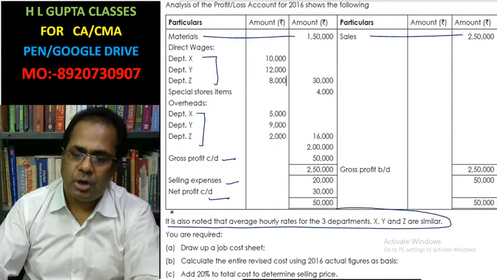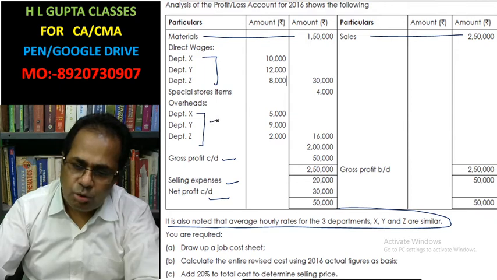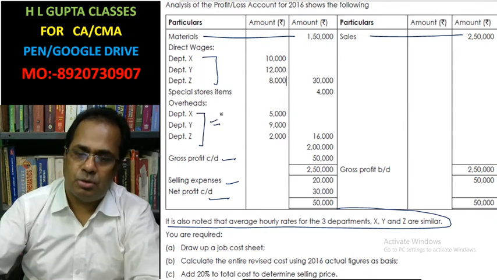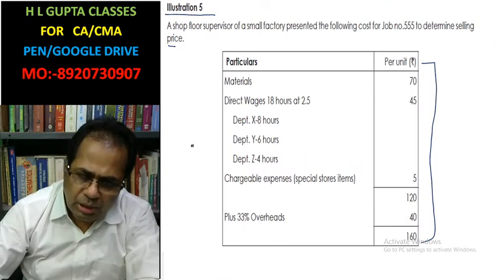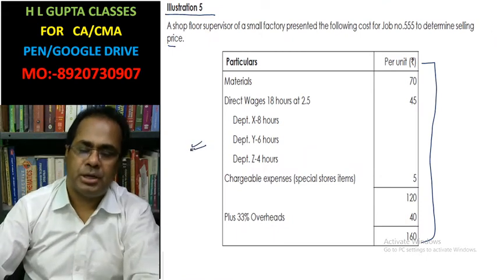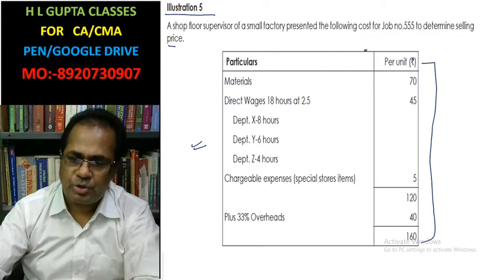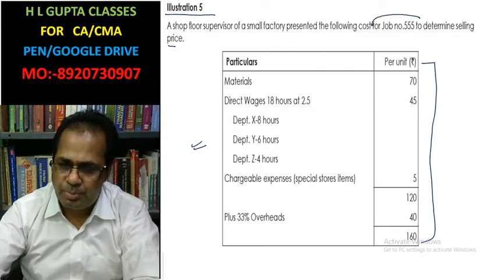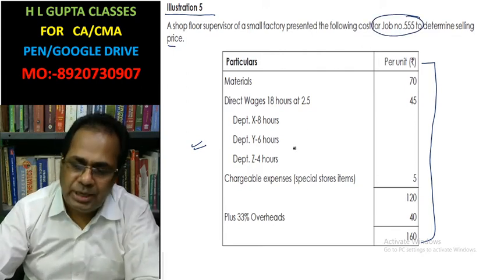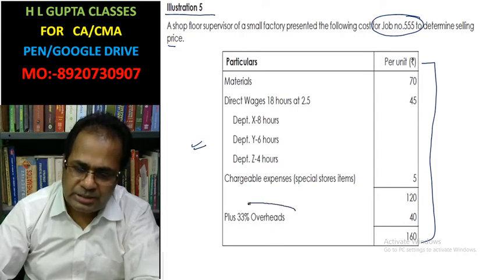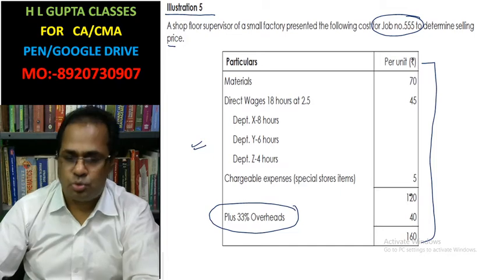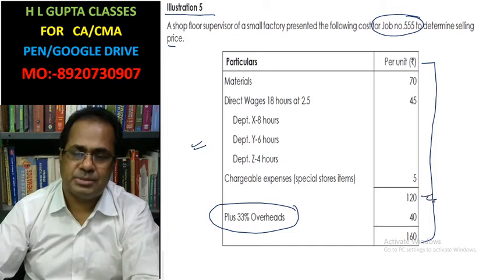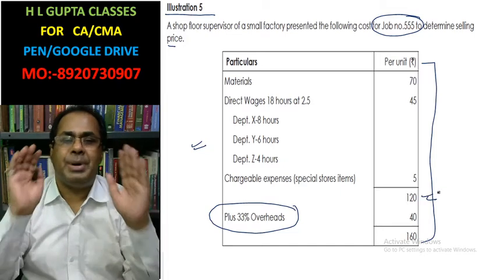It means the hourly rate calculated on this profit and loss statement is the same as the hourly rate of this. But the cost of job number 555 is calculated with an overall 33% overheads. 33%, this is the total expenses, this is the direct expenses. This is not the best way.